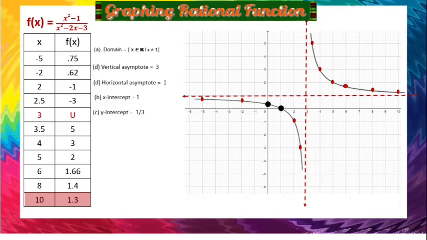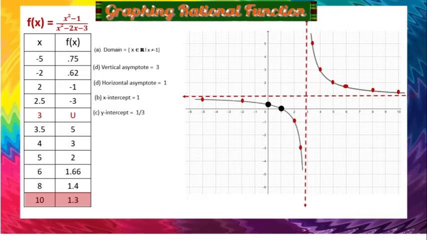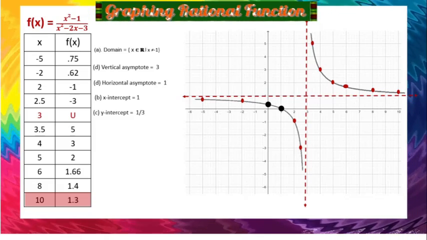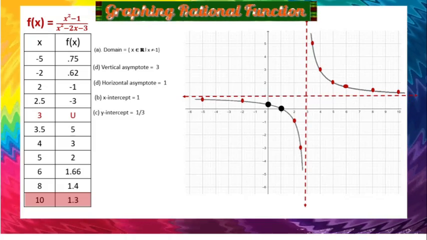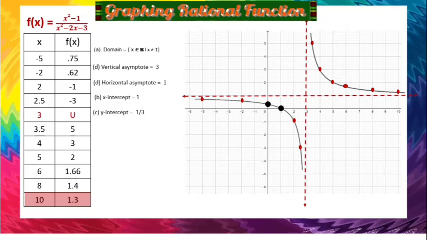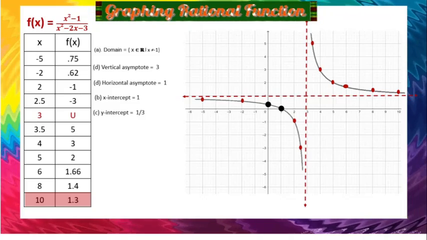Okay, that is the graph of our function f of x equals x squared minus 1 over x squared minus 2x minus 3. I hope this video could help you in many ways, especially in graphing rational functions.